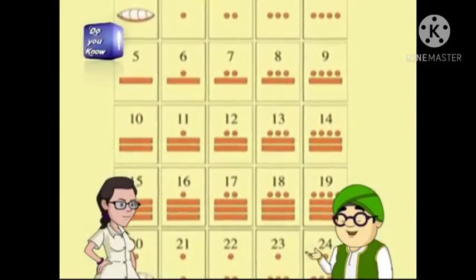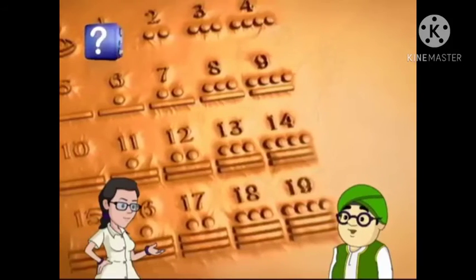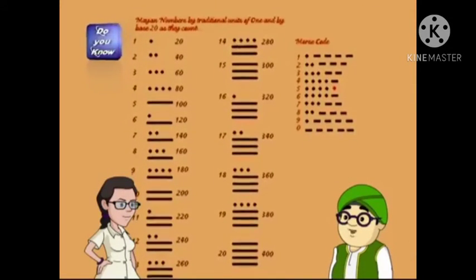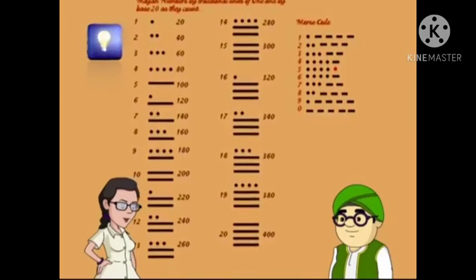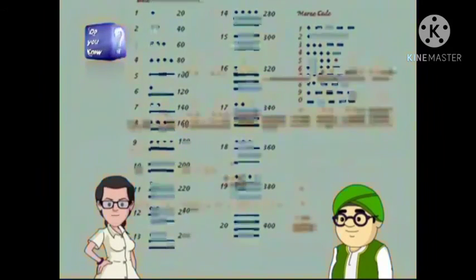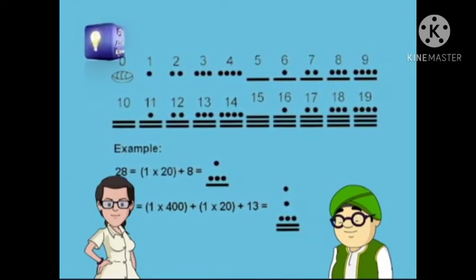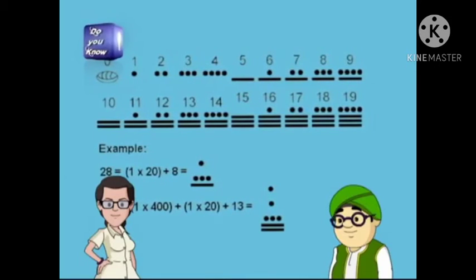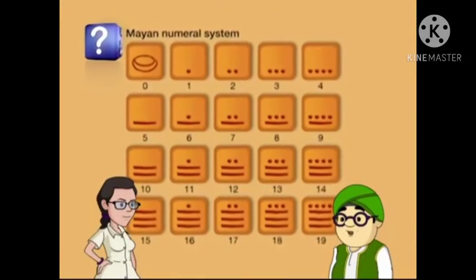What about other numbers then? You could write up to number 19 with just these 3 symbols. And what about the numbers that are greater than 19? After 19, numbers were written in vertical format in powers of 20. Like 433 can be written as 1 into 400 plus 1 into 20 plus 13. It is represented like this. Wow, that's good.